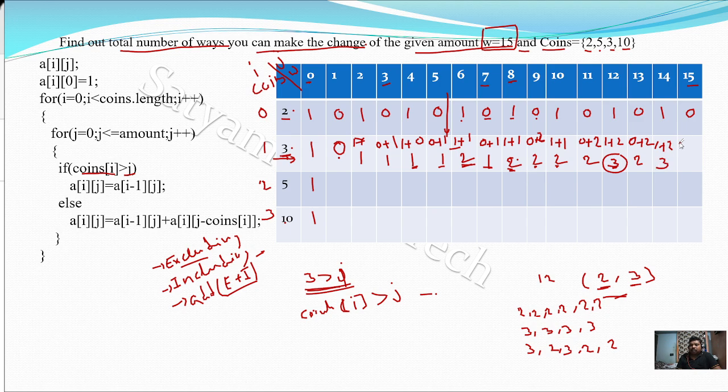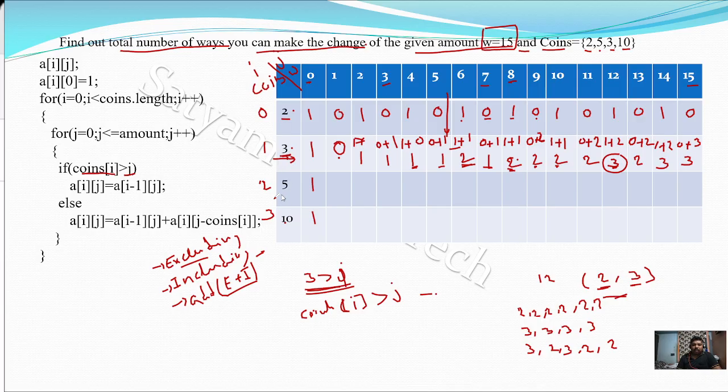Here 15, that value is 0. You can do 15 minus 3, that value is 12. In the 12th column, what is the value here? It is 3. So you can take that 3 here. Here there are 3 ways to make 15 by using coin 2 and coin 3.